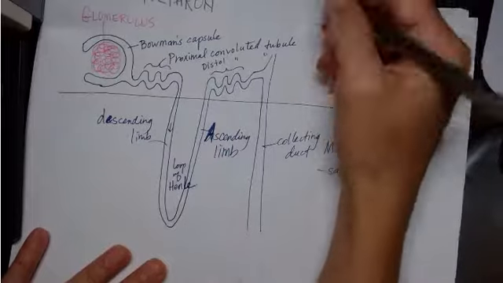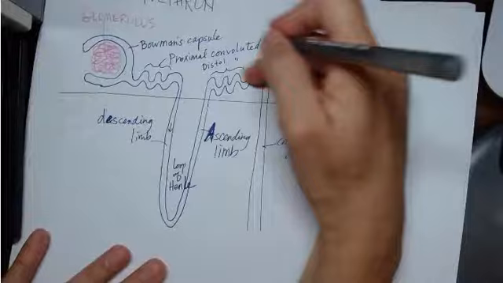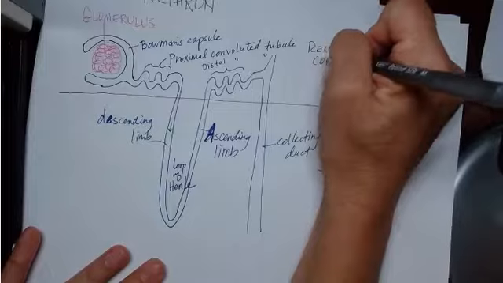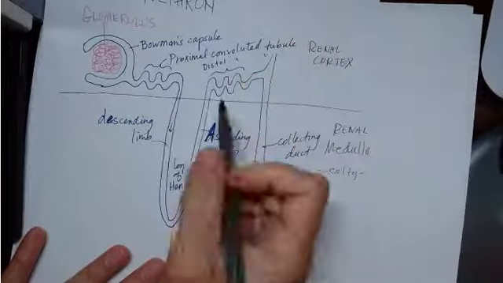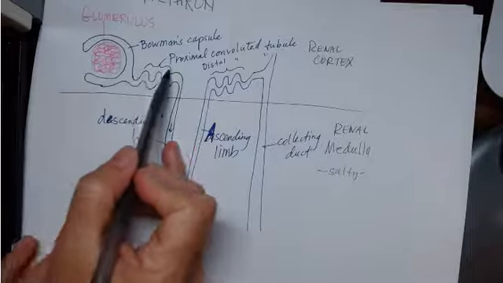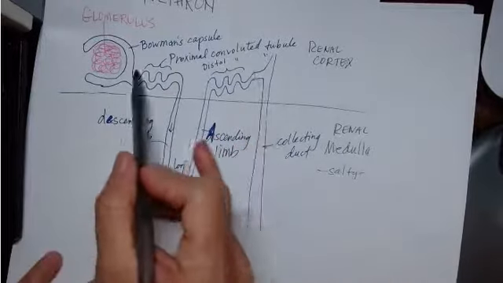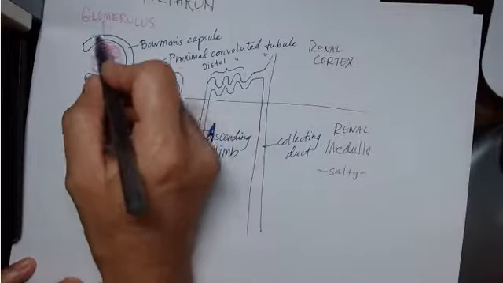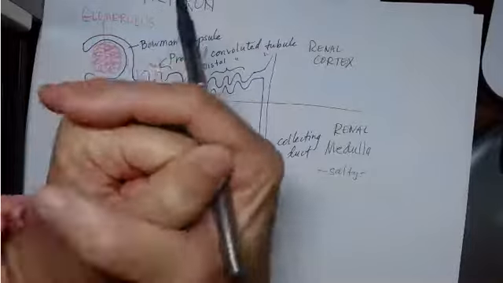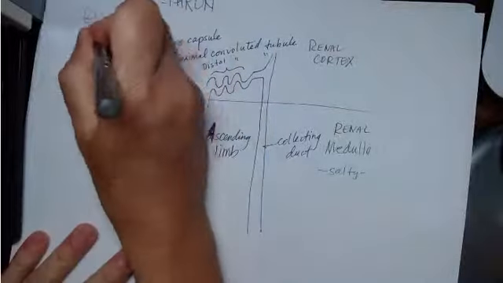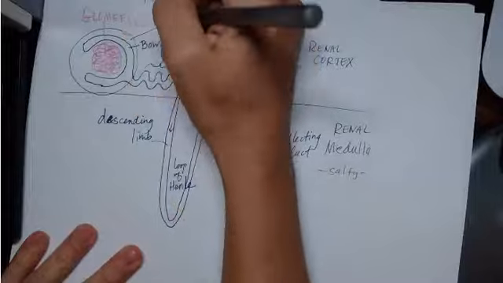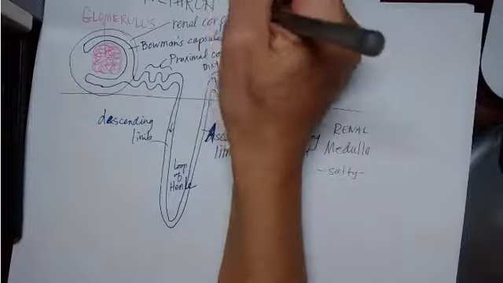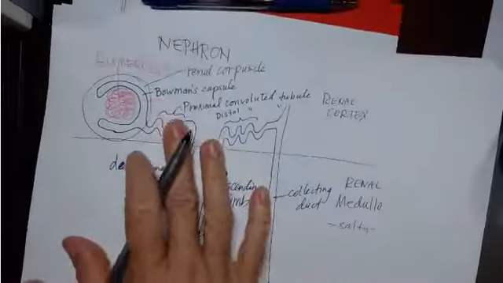Okay, up here then, these are the parts of the nephron in the renal cortex. So these structures are in the renal cortex. Now, proximal means it's closer, and distal it's further away. So this is the proximal convoluted tubule and the distal convoluted tubule. Now, the glomerulus and the Bowman's capsule are together. So together it is called the renal corpuscle, because the two are together.